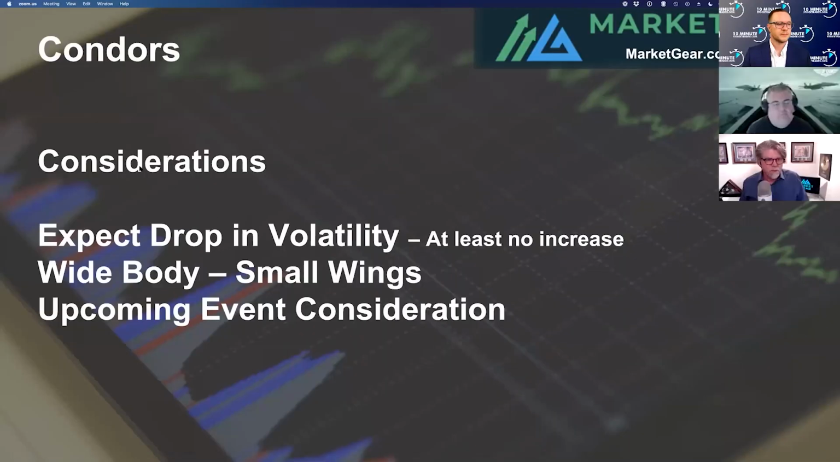And again, just as a final point on this to wrap up the rules, some things to consider. Having an expectation of a drop in volatility, or at least no increase in volatility, with no upcoming event that's going to drive it higher, is a good thing to do. I can't emphasize enough: wide body, small wings. That will help manage your risk a lot more effectively.